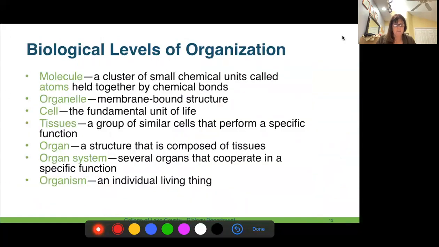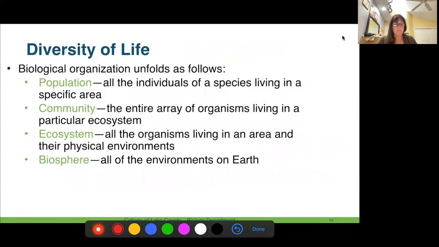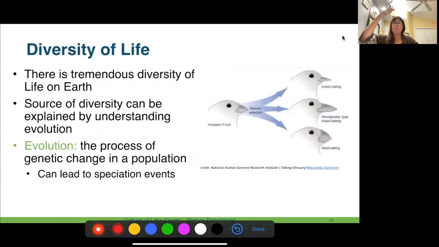So here's just another list of them. So we have atoms, molecules, organelles, cells, tissues, organ system, organism. You will need to be able to organize these on your test from small to big or big to small. So make sure you have these down. And then from organism, we go population, community, ecosystem, and then biosphere. So you should be able to define each of these terms and put them in order. And then, so that was our vertical alignment.